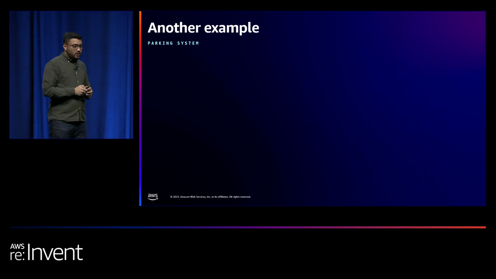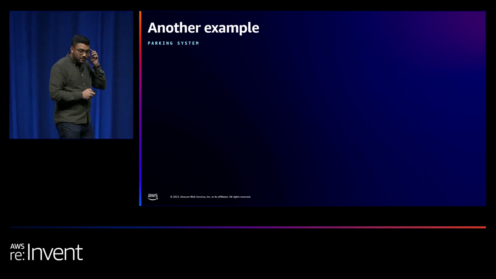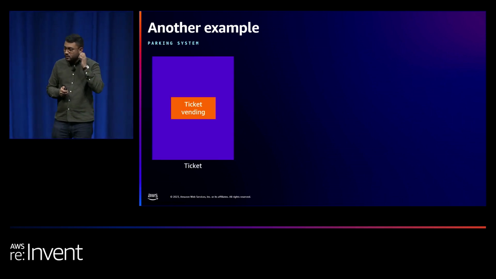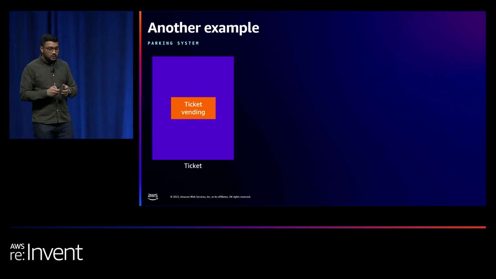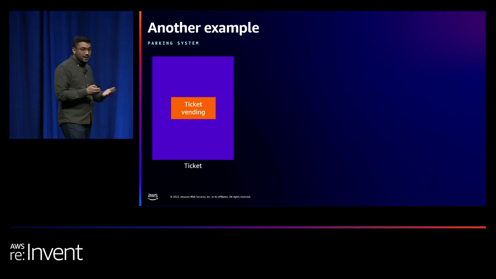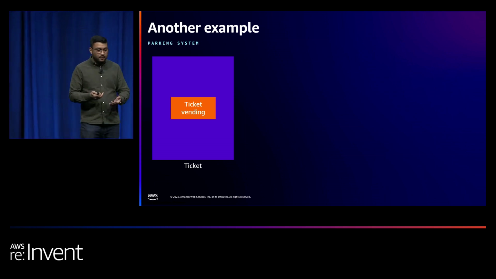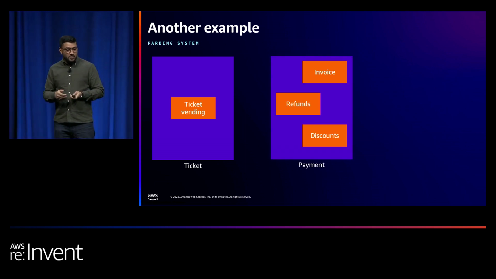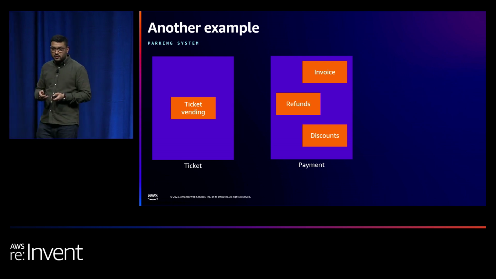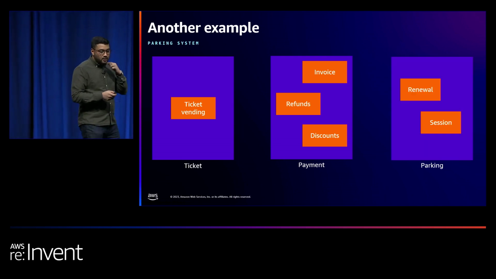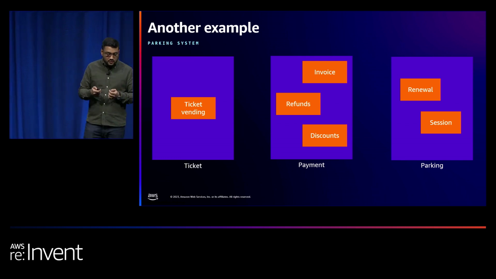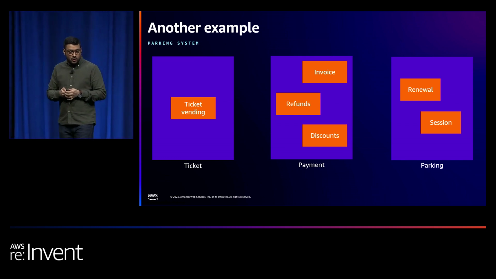Let's take another quick example, which is a parking system. In a parking system, let's say you have a ticket vending, either an app or a tablet, and it is doing actions like creating invoice, refunds, discounts, and payments. You will also have something called renewal and session kind of things, because the parking system also wants me to do all of these areas.